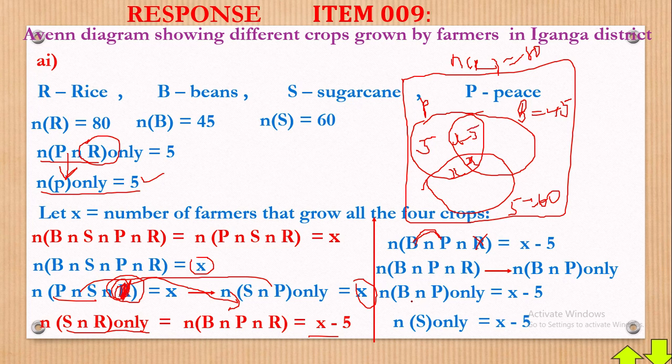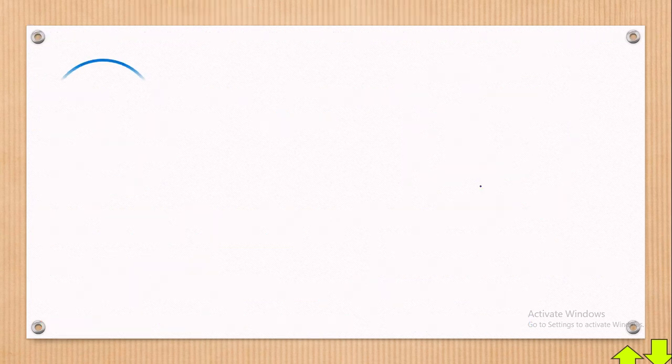The next one, the number in S only, is X minus 5. Where is S? S is this, so you shall have X minus 5. That's how we have filled in our Venn diagram. Now realize that we have two pending areas, this part and that. You can call them any letter. I can call this one A, and this one here letter B.